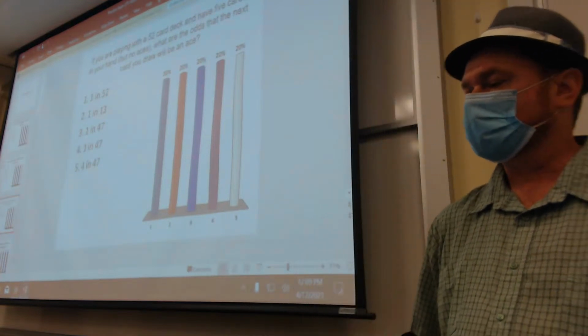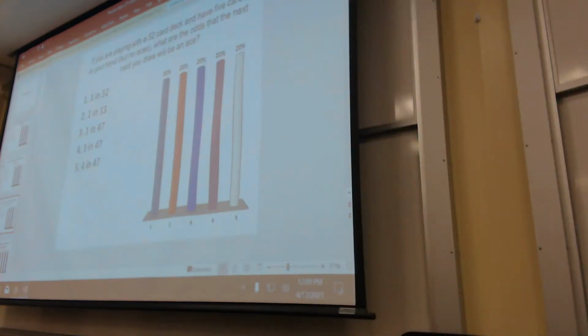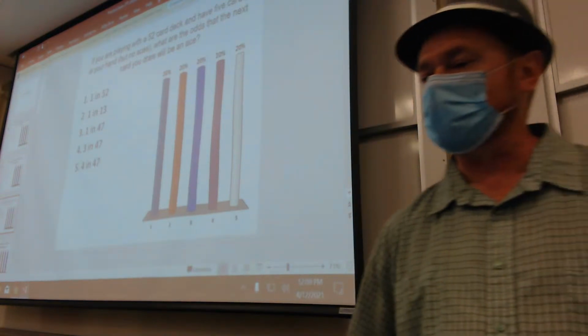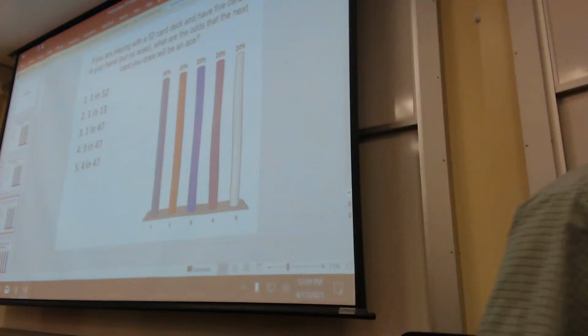And of course, if dice aren't your thing, maybe cards. Let's say you're playing with a full deck, 52 cards. You've already got 5 of those 52 in your hand, but no aces. What are the odds that the next card you will draw will be an ace?